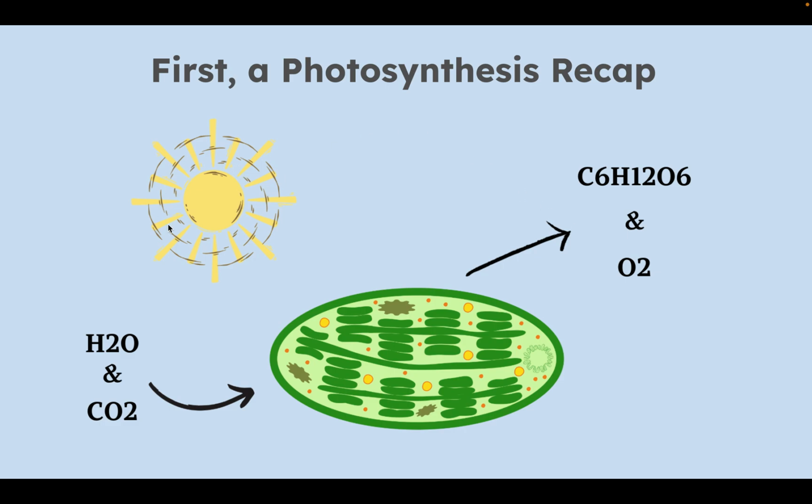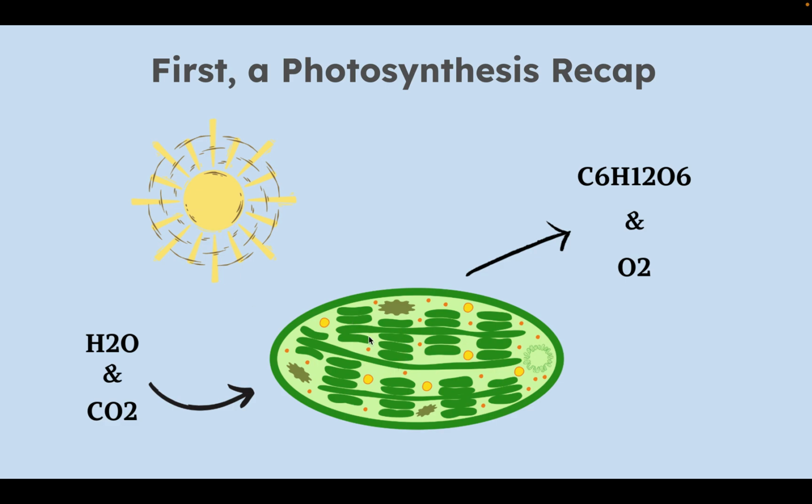It all starts with energy from the sun and these raw ingredients, the H2O, water, and the CO2, carbon dioxide. So these two things go into the plant or algae or fungi or whatever it is that can do photosynthesis. It goes into the plant cells and it finds the chloroplast. That's this organelle right here. It finds the chloroplast and it uses the energy from the sun.